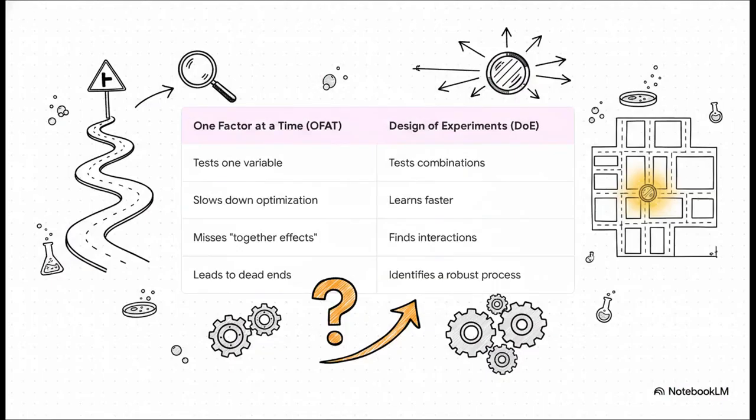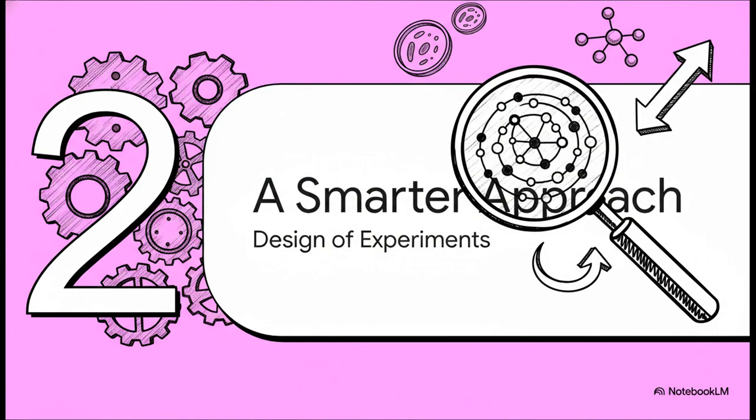Okay, so the traditional way, changing one factor at a time, or OFAT. It feels intuitive, right? But it has this massive blind spot. It completely misses how all these different variables interact with each other. On the other hand, design of experiments, or DoE, is built to test combinations on purpose. This lets you uncover those crucial together effects and build a truly solid, robust process right from the very beginning. So let's dive into this smarter approach.